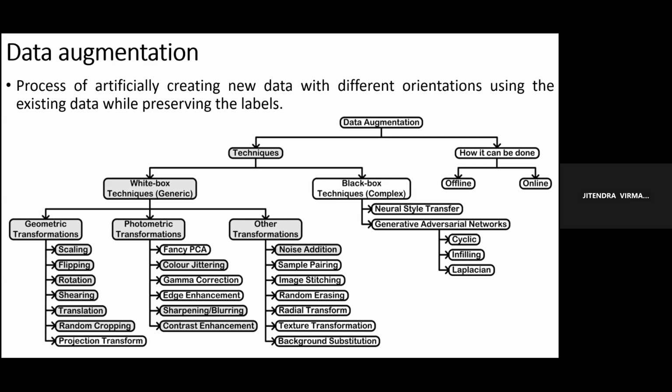Briefly, if I describe the white box techniques or the generic techniques for data augmentation, they are further classified as geometric transformations, photometric transformations, and other transformations. The geometric transformation means changing the scale of the image, like zooming in and zooming out. Then flipping the image upside down. Rotation of the image by 1 degree, 2 degree, 3 degree, 180 degree. Then shearing. Shearing means the base of the image remains as such, but there is a tilt on the upper side of the image. Then translation of the image, cropping, random cropping or projection transform. These all are geometric operations.